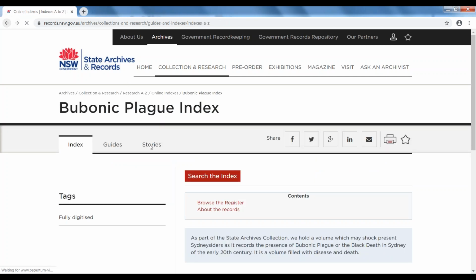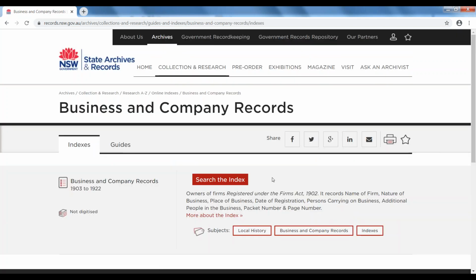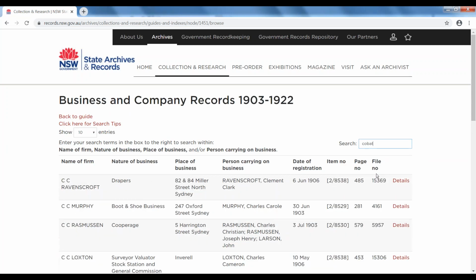The next index I want to look at is under business and company records. This is a fantastic index. It's an index to the registers of firms that cover 1903 to 1922. It's like a stroll down the main street of a town. It's that good. So here we're going to search for Cobar.